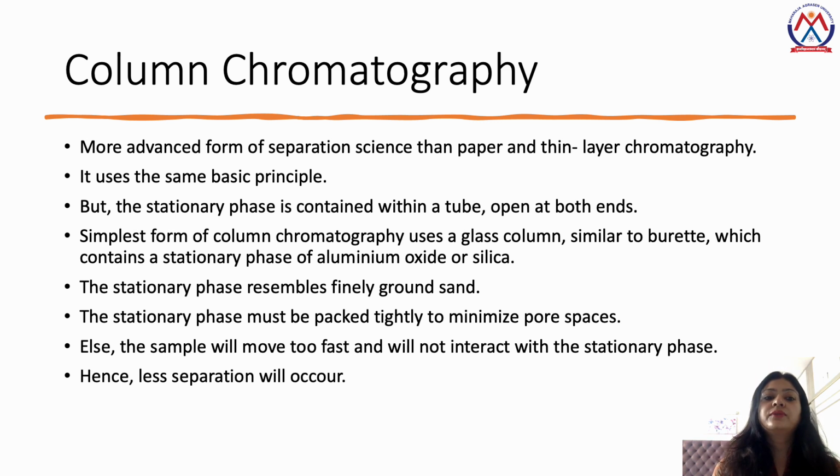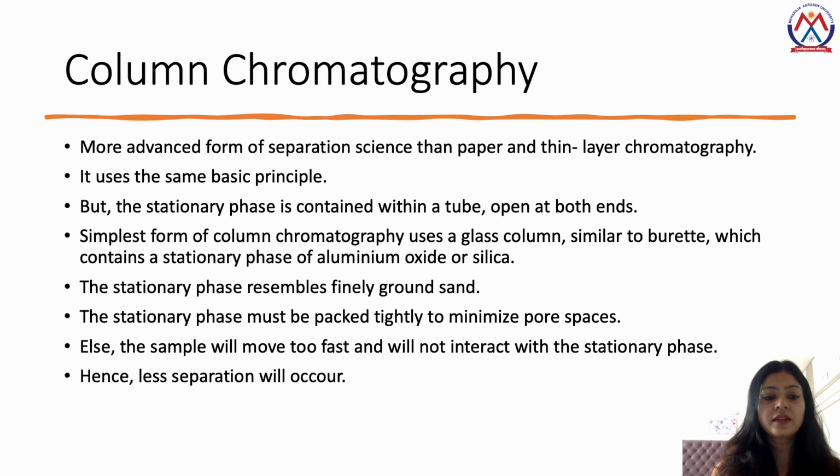The next type of chromatography is column chromatography. It is a more advanced form of separation science than paper and thin layer chromatography. It uses the same basic principle, but the stationary phase is contained within a tube open at both ends. The simplest form of column chromatography uses a glass column similar to a burette, which contains a stationary phase of aluminium oxide or silica. The stationary phase resembles finely ground sand.